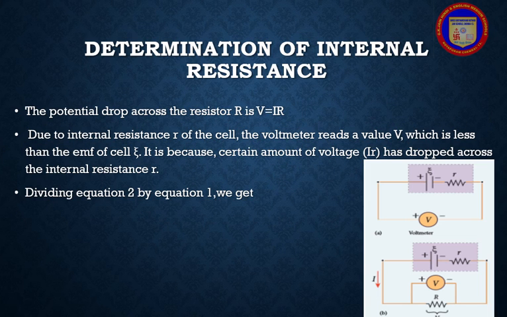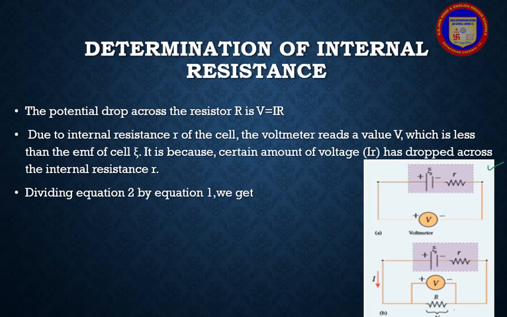Determination of internal resistance. Here is the diagram. The EMF of the cell ξ is measured by connecting a high resistance voltmeter across it without connecting the external resistance R. Since the voltmeter draws very little current for deflection, the circuit may be considered as open. Hence, the voltmeter reading gives the EMF of the cell.